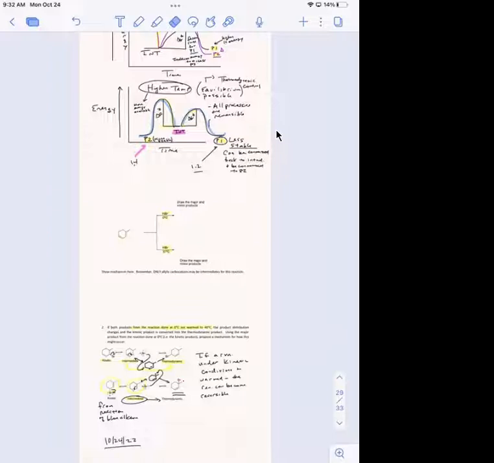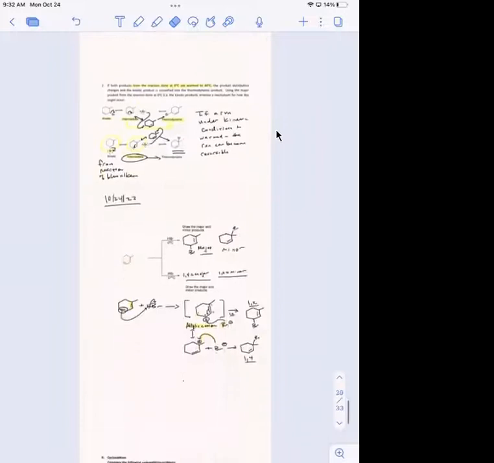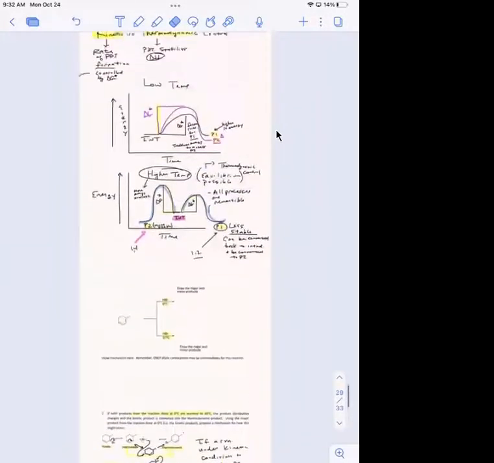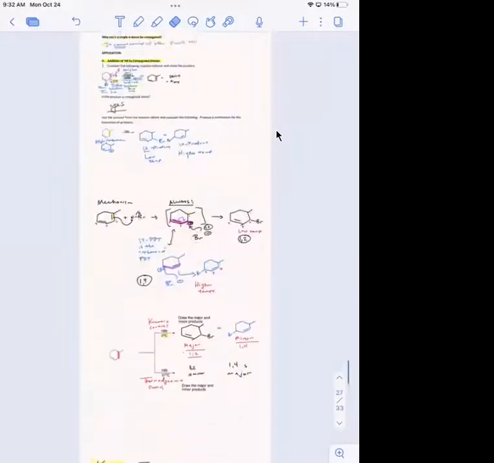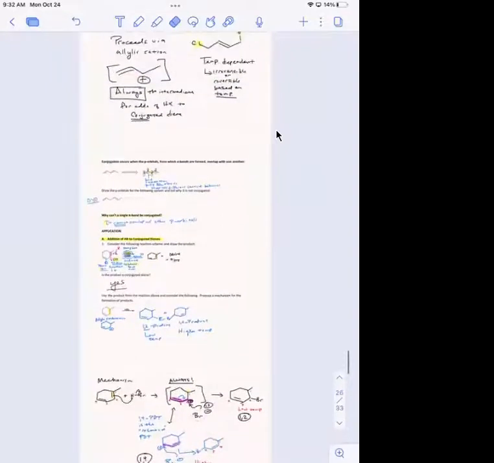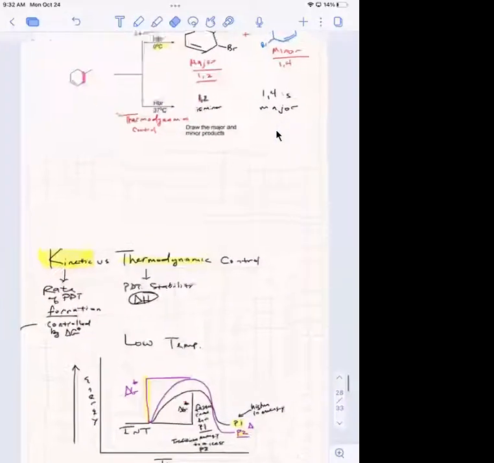Are there any other questions? I think that's another problem here that we're working on. Are there any other questions about anything from this section?